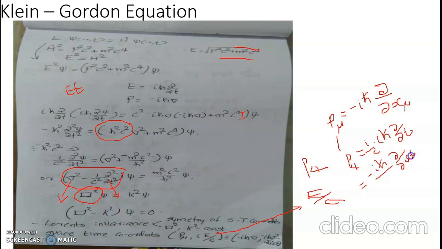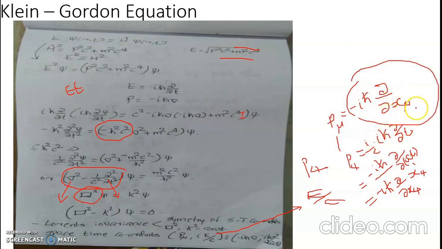ict is the 4th component of the position, or space-time coordinate. So I can represent this as x4, the 4th component of the space-time coordinate. So this is equal to minus iħ ∂/∂x4, and it is consistent with the representation of momentum equal to minus iħ ∂/∂x_mu.